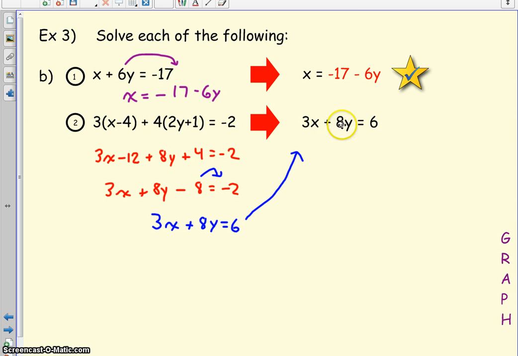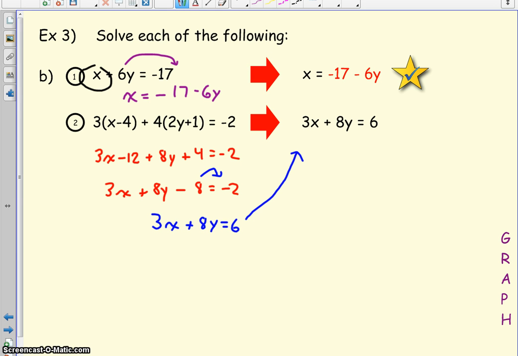Now, even still, once this is simplified, the easiest variable to isolate for in either equation is the x value in the first equation. Okay, so that's this one right here. So I move the 6y over by subtracting it from both sides, and I have x equals negative 17 minus 6y.